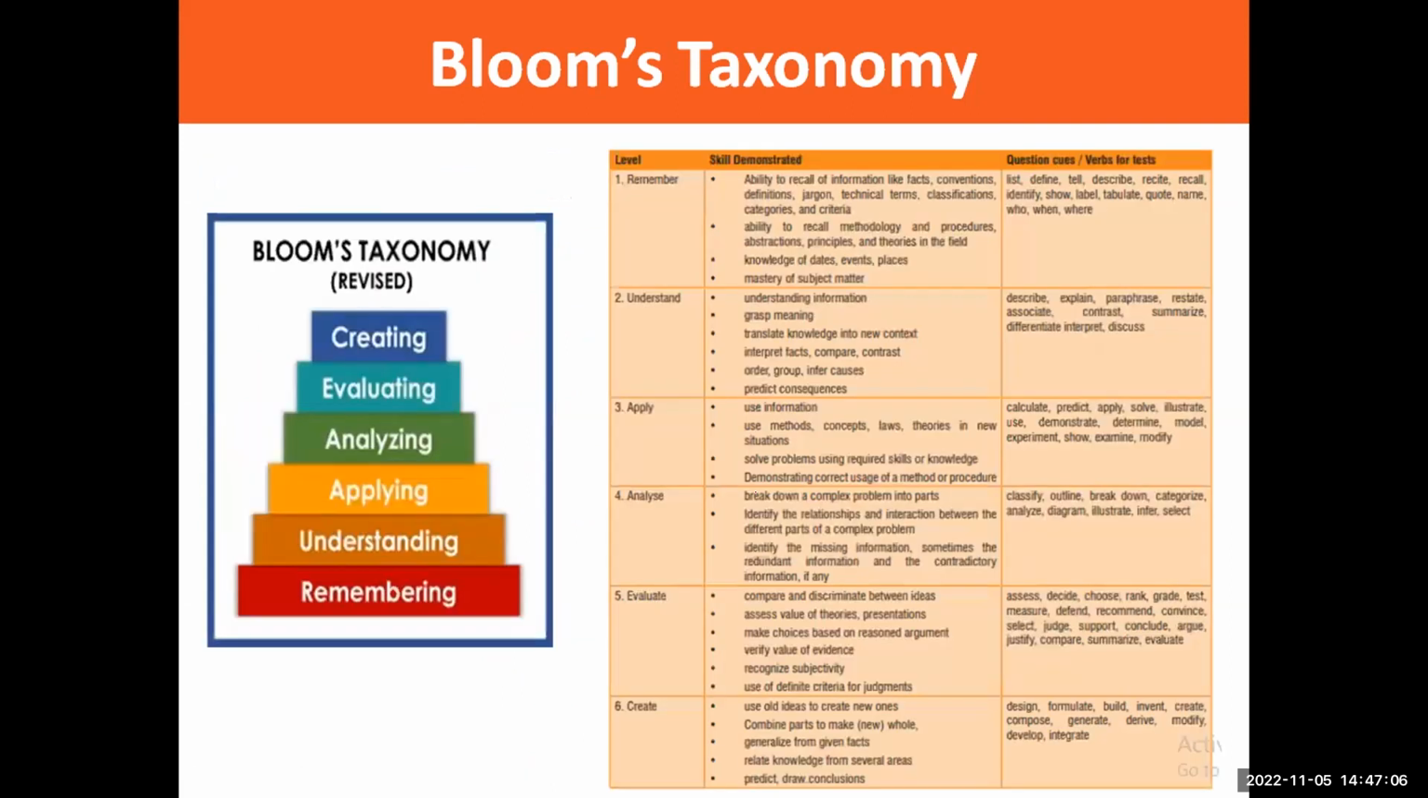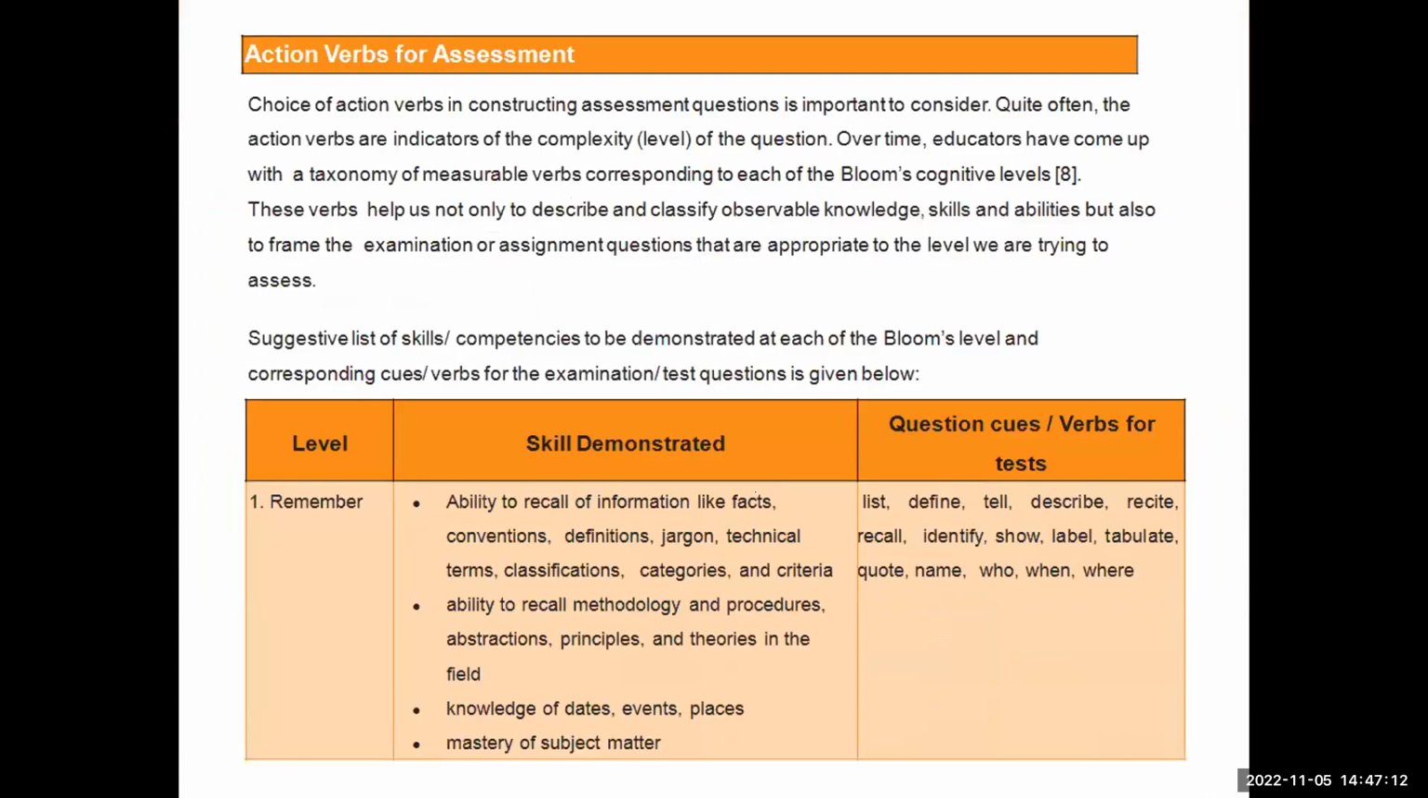So this is Bloom's taxonomy. It has those 6 levels. Each level has some skills, and each level's skills have some questions. I'm not going to discuss this very well, and as I promised you to share the screen and the presentation, I'm just listing it all so that it will be useful for you in some way.